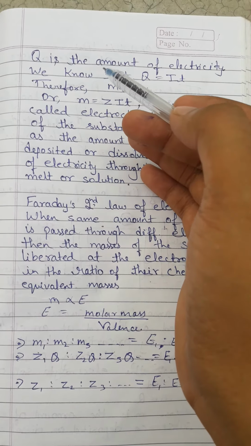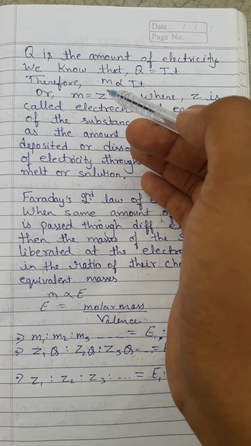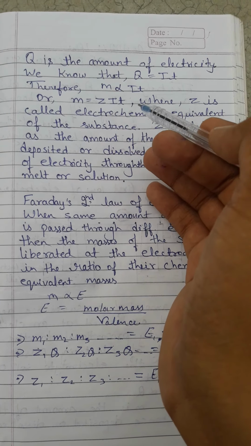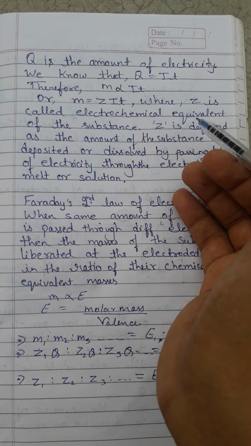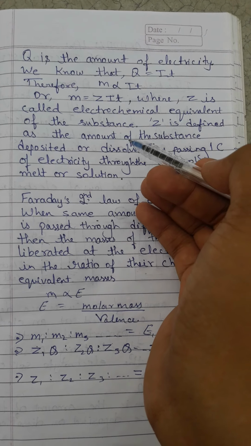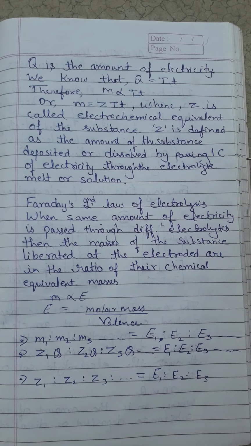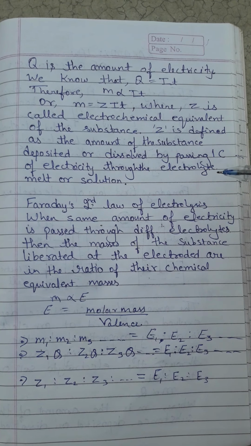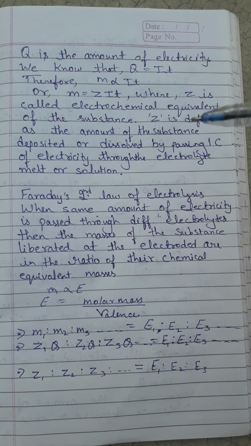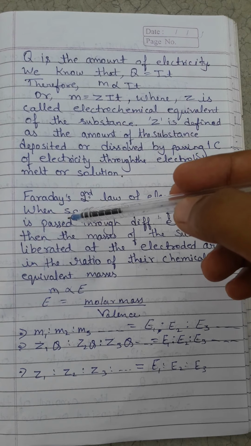So now Q is the amount of electricity and we know that Q equals IT, therefore M is directly proportional to IT, or you can say M equals ZIT, where Z is called the electrochemical equivalent of the substance. Z is defined as the amount of the substance deposited or dissolved by passing 1 coulomb of electricity through the electrolyte, melt or solution. So that was the first law of Faraday, and now the second law of Faraday's electrolysis.